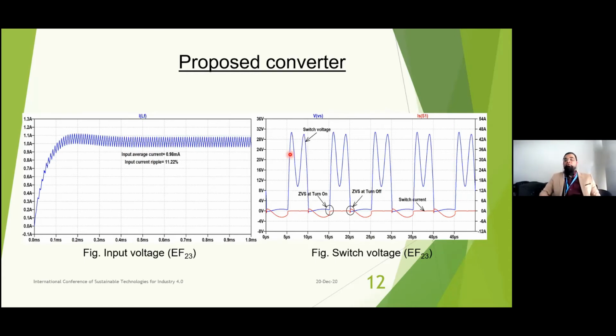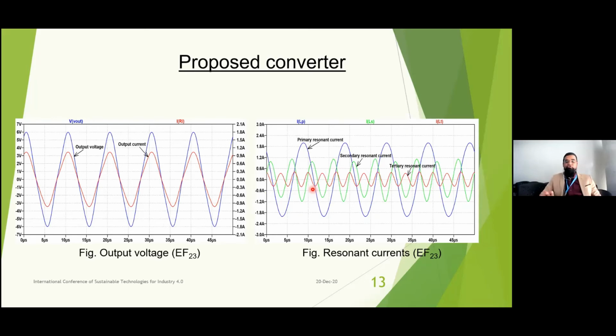And also, one of our purposes was soft switching achievement. We have achieved the soft switching, which you call zero voltage switching, at turn on and turn off. So we have designed two circuits here. The EF23, where the secondary resonant tank is tuned to the second harmonic and the third resonant tank is tuned to the third harmonic. Or we have got EF32, where the secondary resonant tank is tuned to the third harmonic and the third resonant tank is tuned to the second harmonic.